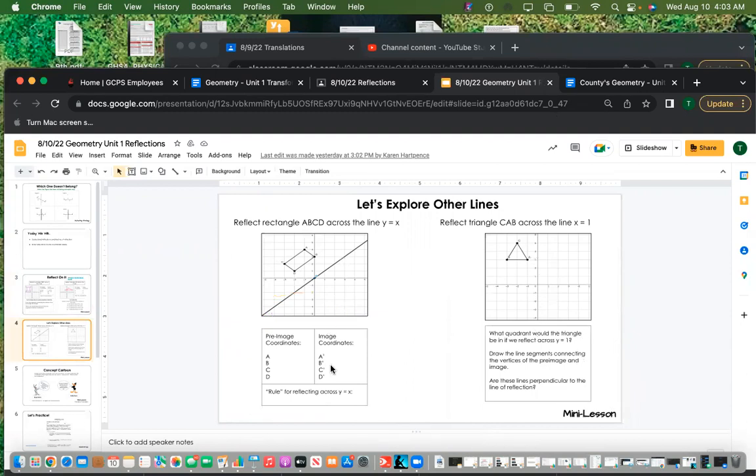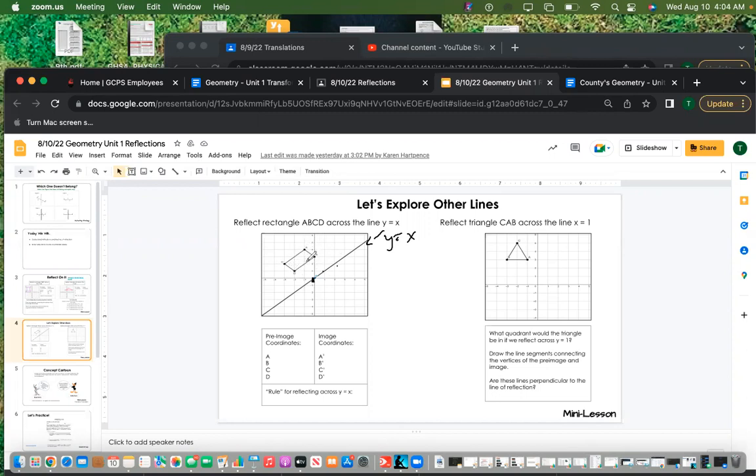Reflect the rectangle ABCD across the line y equals x. A lot of people struggle with this one. This is the line y equals x. The easiest way to plot it is to start at 0, 0, go up 1, over 1, up 1, over 1, up 1, over 1, up 1, over 1. So you need to know how to plot that line. You can also just draw it in Desmos, so that's fine too.